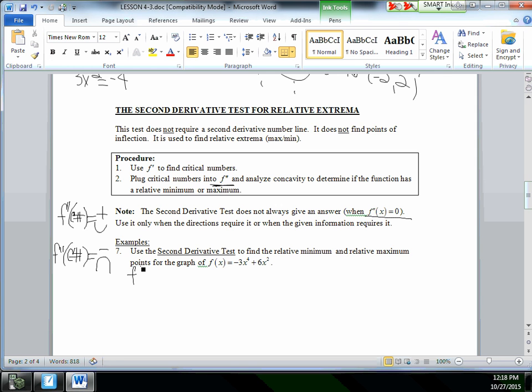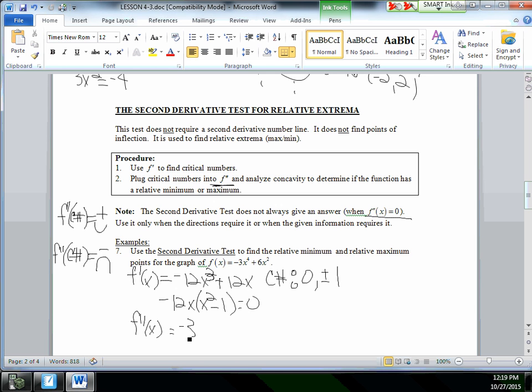So f prime equals negative 12x cubed plus 12x. So I factor out a negative 12x, and I get x squared minus 1. Set that equal to 0. I have the critical numbers of 0 and plus or minus 1. I'm going to take the second derivative. f double prime equals negative 36x squared plus 12.